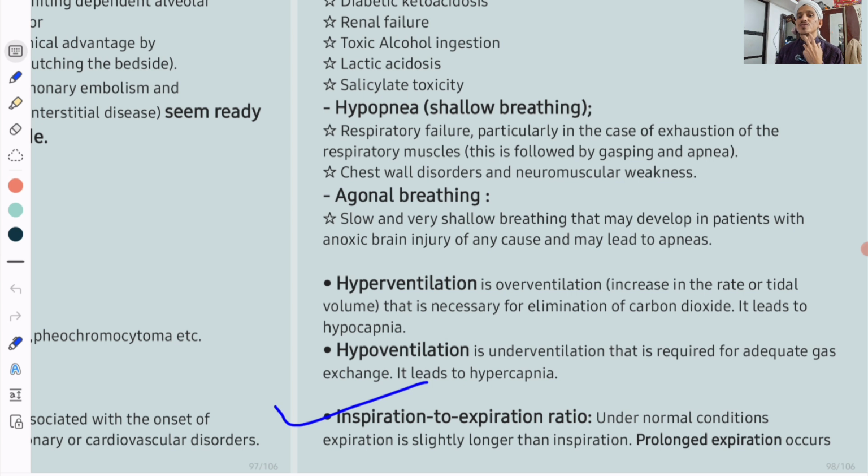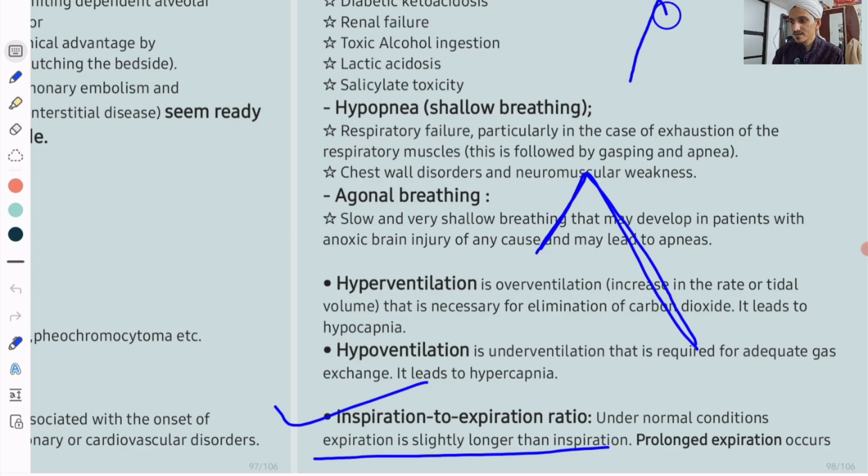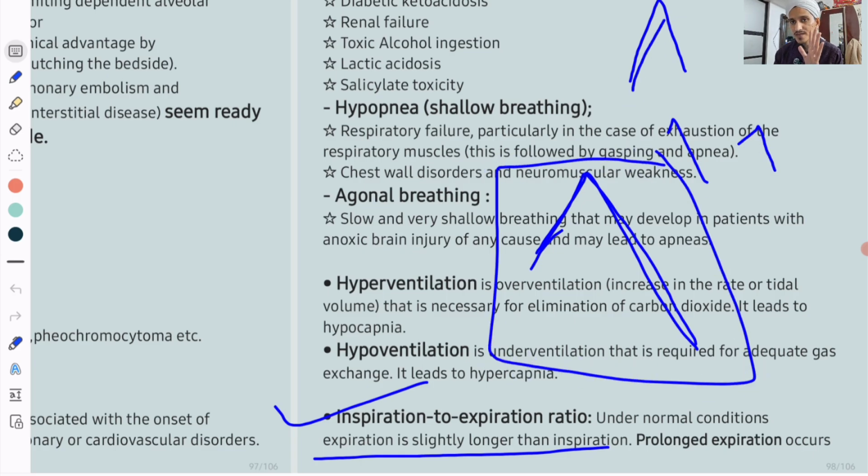Okay, now this is important: the inspiration to expiration ratio. Under normal conditions, expiration is slightly longer than inspiration. It will be like this. In hyperpnea there is deep inspiration, it will be like this, deep inspiration. In hypopnea, if it is this much, it will become this much, shallow. And in normal breathing, this will be the pattern.